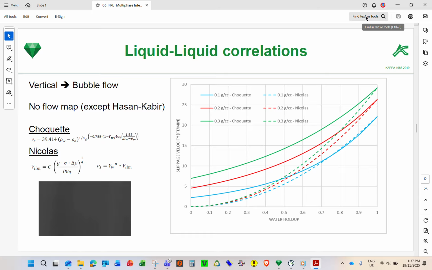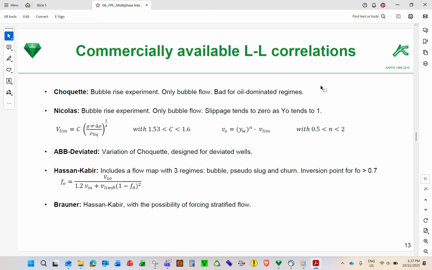Okay, so that's liquid. So what we have here is Choquette, we have Nicolas, we have ABBs, extensions of the Choquette, coded really well. And Hassan Kabir, and also Gronier. Gronier can be used for horizontal wells. So if the slip is negative, I don't know if you can use Gronier.